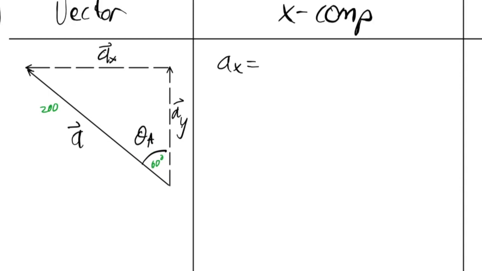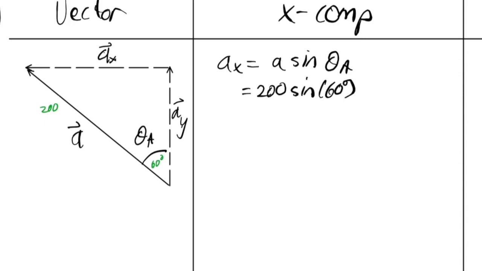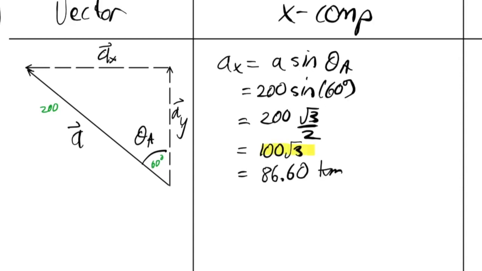So AX is equal to A sine theta A, which is equal to 200 sine of 60 degrees, which actually works out to 200 times root 3 over 2. Now, again, you may not know that it's root 3 over 2. If you put it in your calculator, that's going to be some ugly number like 0.866 and so on. But I'm going to leave it like this. Okay, so it's 100 root 3 or 86.6 if you use decimal. Actually, all right, fine, I'll put the decimal too. But I'm totally using this number later.